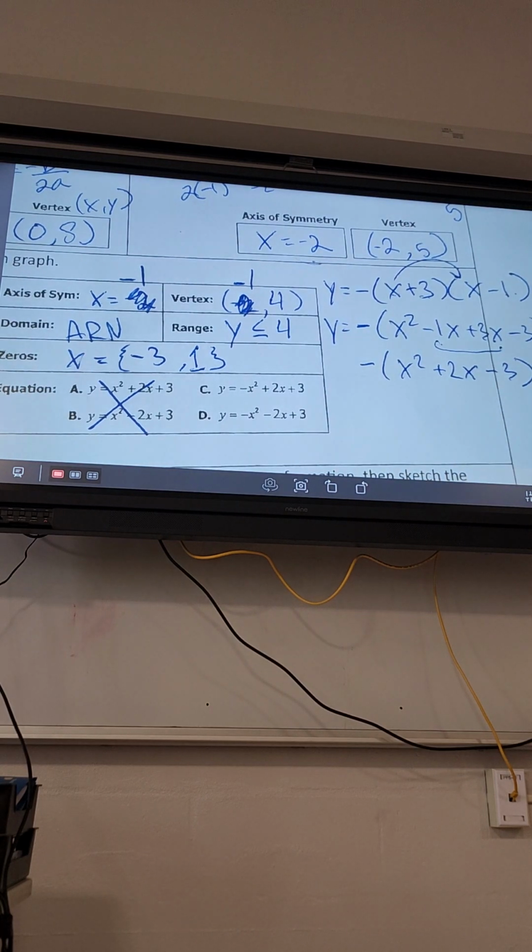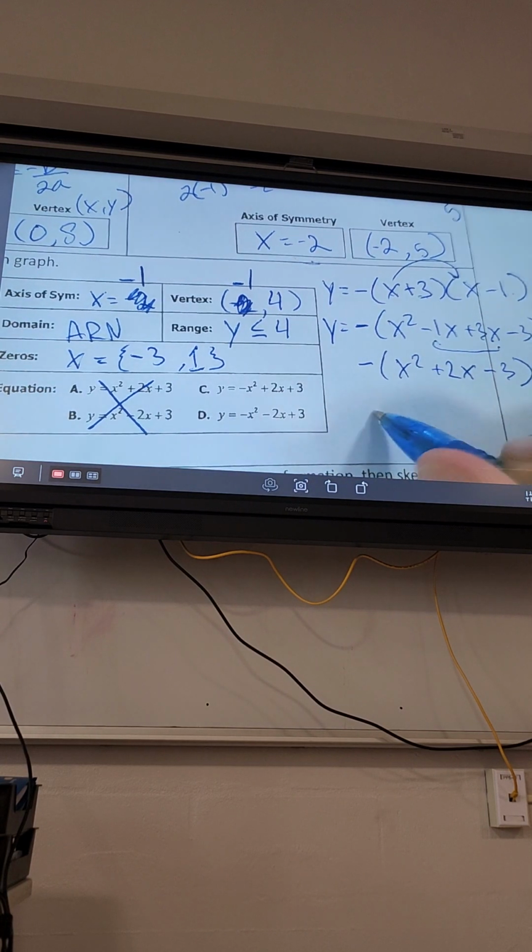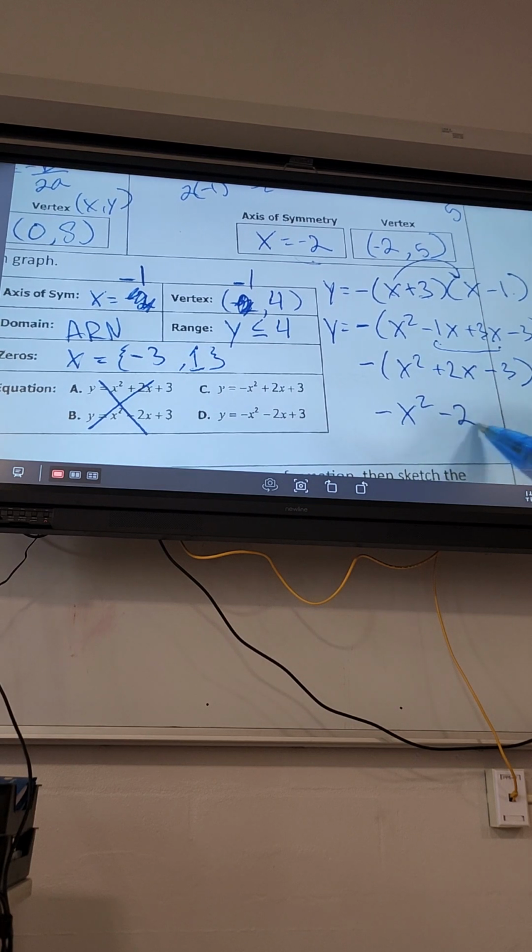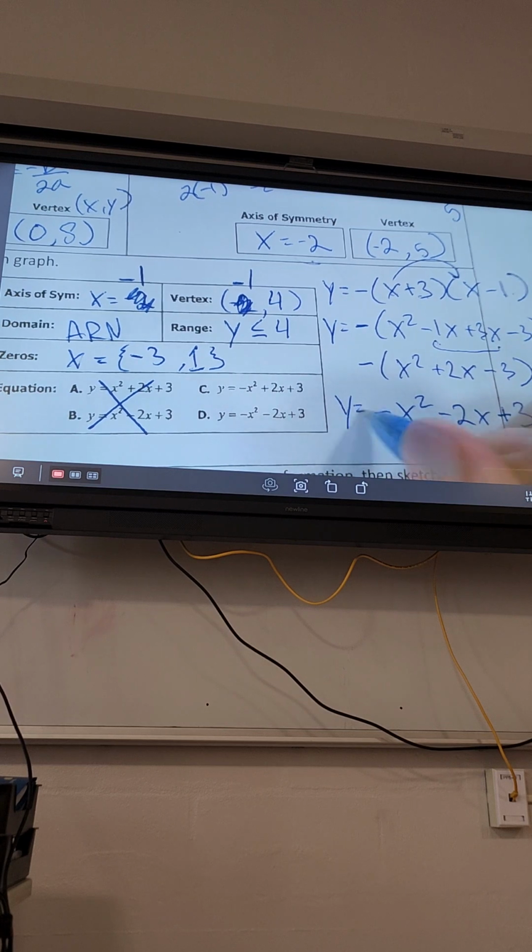And then now let's distribute that negative sign. It basically just changes the sign of everything. And yes, Blythe was correct. It is D.